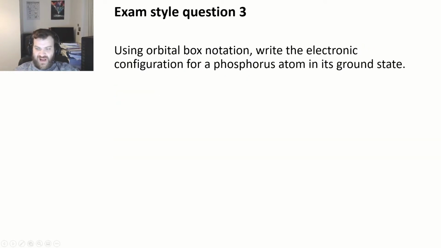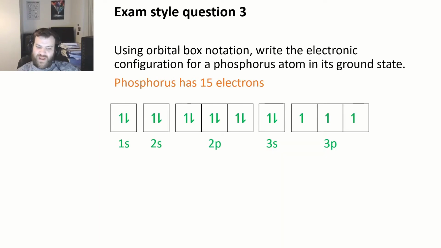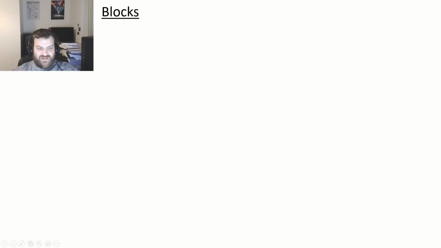In this question, we're asked to write the orbital box notation for phosphorus. Phosphorus has 15 electrons. Therefore, we'll have 2 in the 1s, 2 in the 2s, 6 in the 2p, 2 in the 3s, and 3 in the 3p. Next, we're going to look at the different blocks of elements in the periodic table.